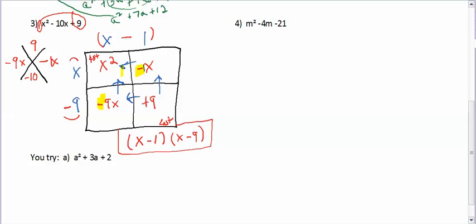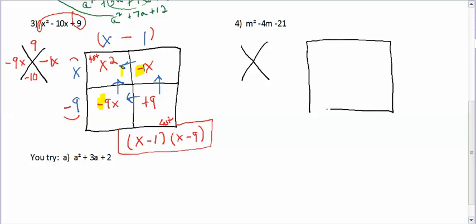Okay, one more, and then I'm going to let you try one on your own. Okay, so you're going to make your x in your box. Okay, and I'm going to go ahead and finish up my box. Remember, the first term goes up in here, which is m squared. The last term goes over here. I'm just writing a note for you, and it's negative 21.